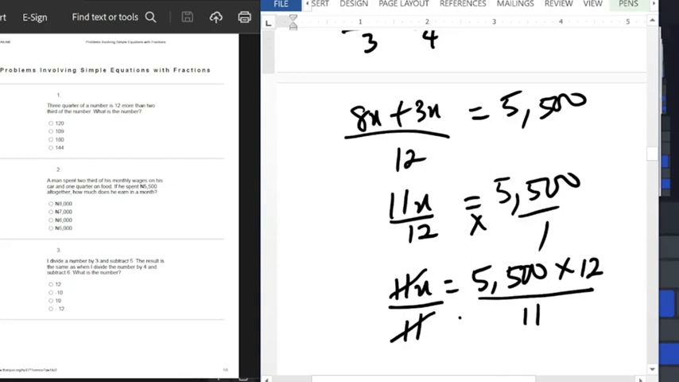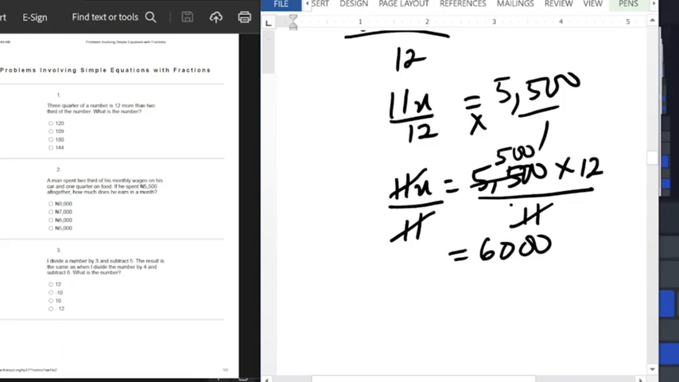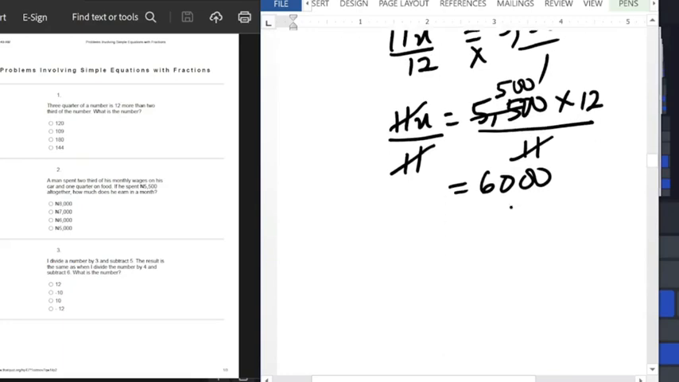So 11 cancel 11. 11 into 55 is 5. Then 0, 0. So 5 times 12 is 60. Then 0, 0. So that means the man's monthly income is 6,000 naira. And that is option C. Hope that is clear. Then question 3 now.